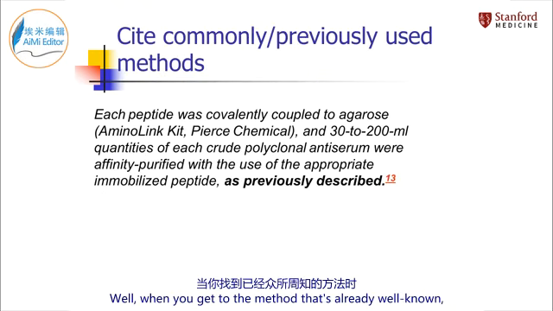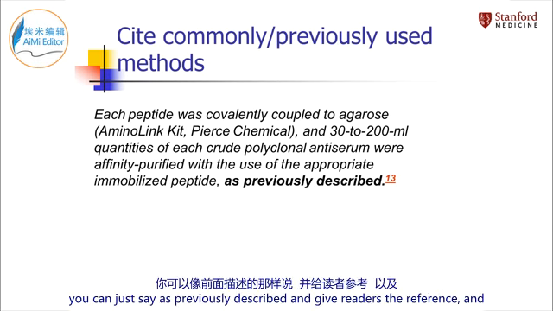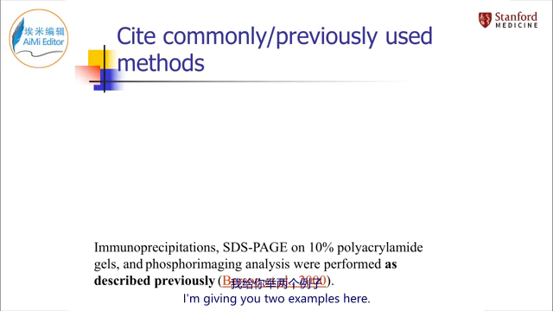Well, when you get to the method that's already well known, you can just say as previously described and give readers the reference, and I'm giving you 2 examples here. It helps with concision.